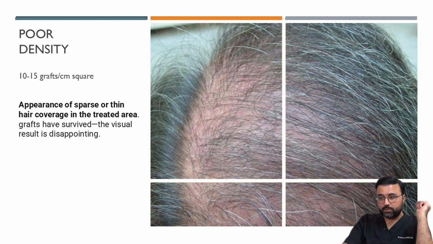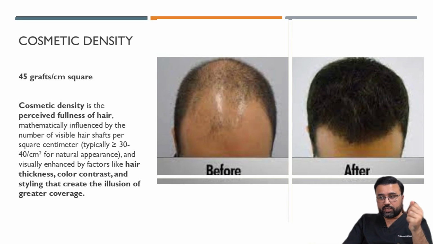But if you see in this picture, you can see that the grafts have survived, but the visual result is disappointing. This is another case. In this case, around 45 grafts per centimeter square have been done. The cosmetic density is achieved, and the cosmetic density is the perceived fullness of the hair. It is not exactly the same as the amount of hair graft, but it is the perceived fullness of the hair.